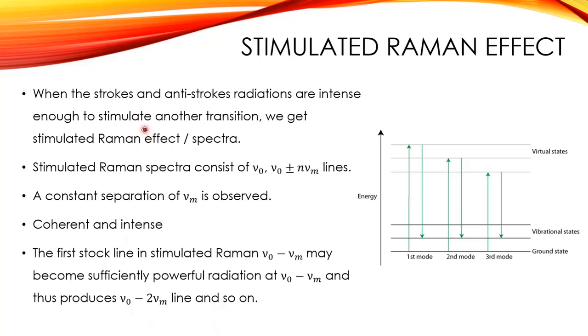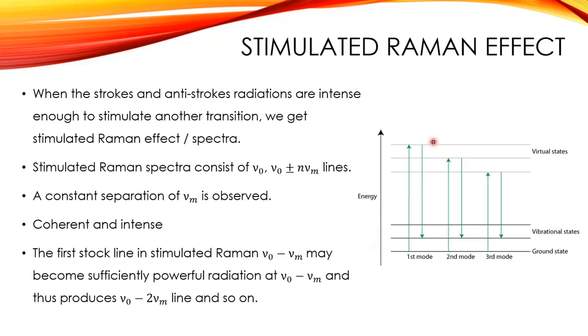So for stimulated Raman spectra, we will get lines nu 0, that is Rayleigh. Then we will get nu 0 plus or minus nu m for our first Stokes and anti-Stokes. When those lines are absorbed and emitted again, we will get nu 0 plus or minus 2 nu m and so on. So the lines we observe will be nu 0 plus or minus n nu m. So every line has a constant separation of nu m observed in the stimulated Raman effect.